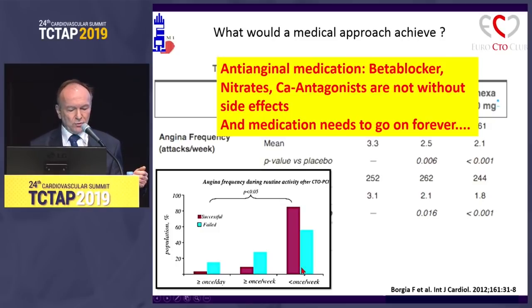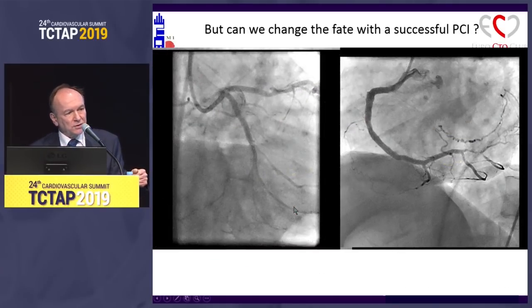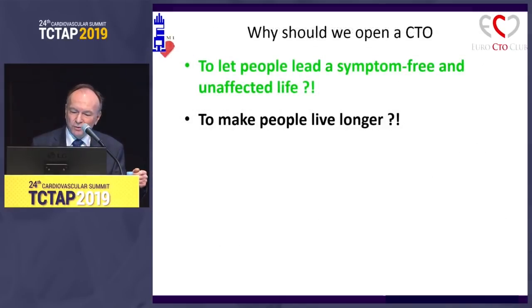On the other hand, if you open a CTO, here is a nice small study by Carlo Di Mario's group: in successfully treated CTOs, 85% of the patients had no angina during the week. Come back to this patient. We treated the patient, of course, and, well, I must confess he didn't go back to the field. He still stayed in the goal. He remained goalkeeper, but with open arteries. So we can show that we make people lead a symptom-free and unaffected life.